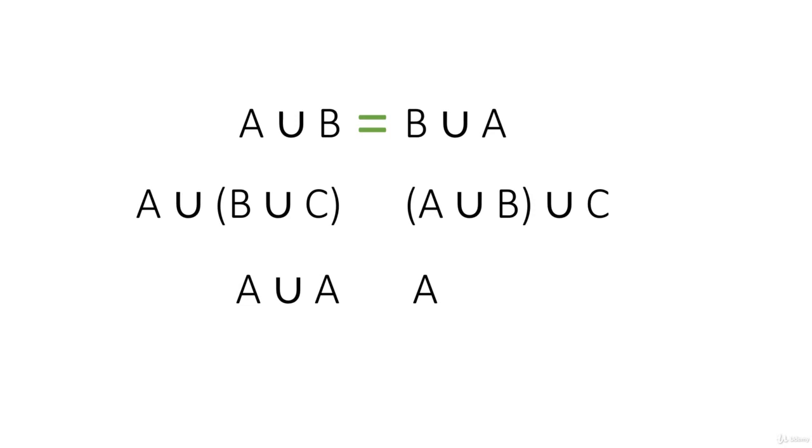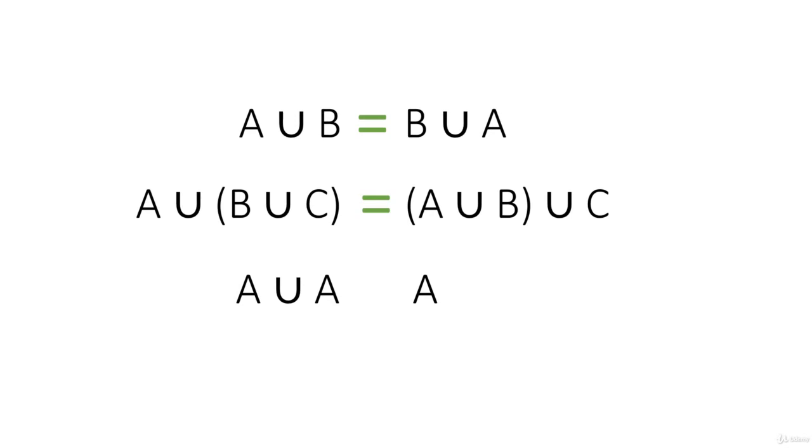Okay, the next one might not be so obvious, but it also makes sense. A united with (B union C) is also the same as (A union B) united with C. Why? Well, if you think about it, here we unite A with the set that contains all the elements from B and C.